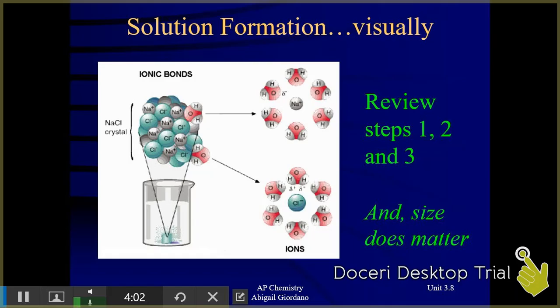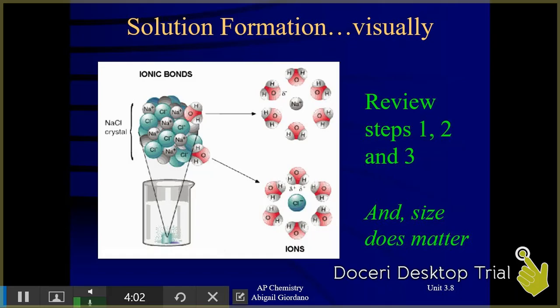Step 1, we pull the solute apart. And in this case, pulling the solute apart involves breaking ionic bonds. Step 2, expand the solvent. The water molecules are going to pull apart from each other to make room. That's breaking intermolecular forces. And step 3, how do the solute ions here interact with the solvent particles? And that's the most important step.